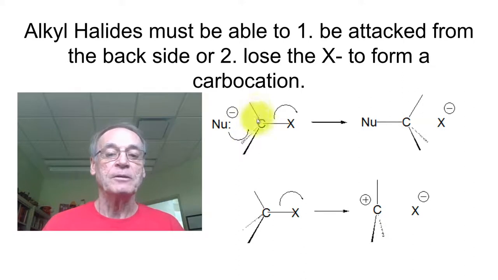In order for that to happen, you have to have 3 other single bonds on that same carbon. In the process then, as the halogen leaves, the nucleophile attaches, we have a new bond here, it flips over the other 3 groups like an umbrella in the wind.